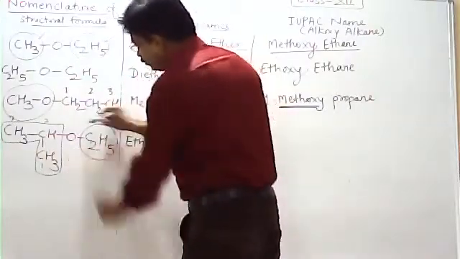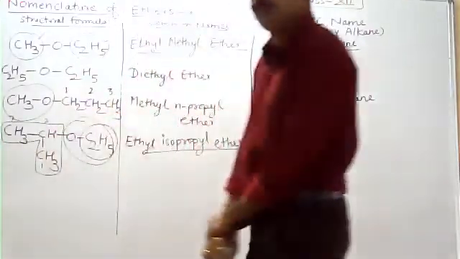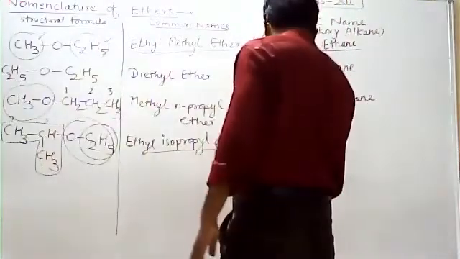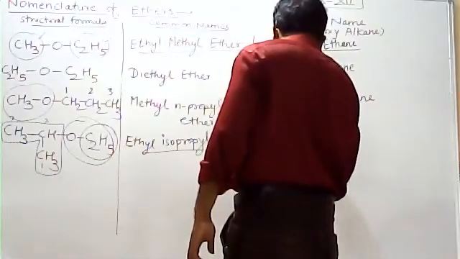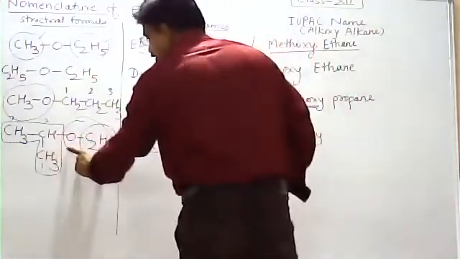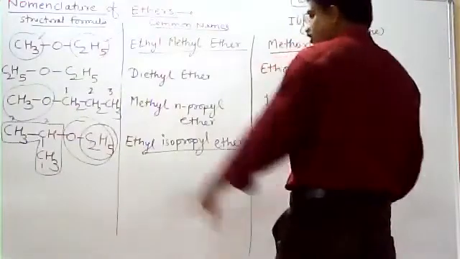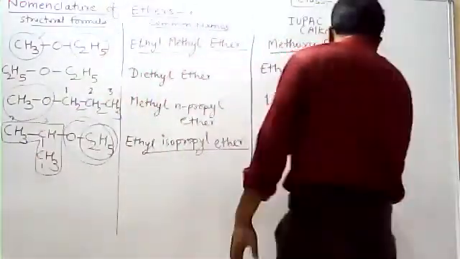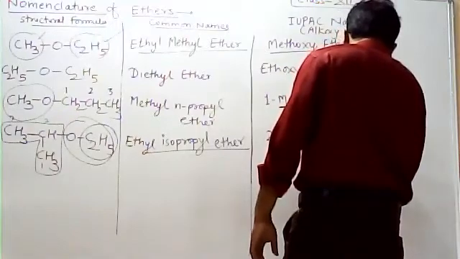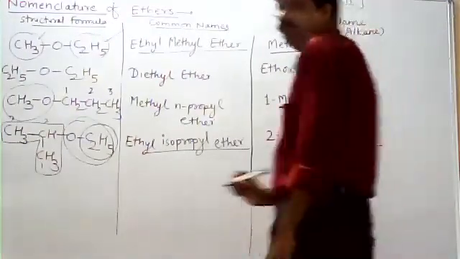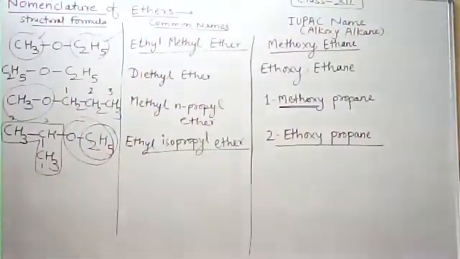Which group is attached? C2H5O. This is called ethoxy. So 2-ethoxy, and the parent alkane has 3 carbons. The higher alkyl group becomes propane. 2-ethoxypropane is the name. Okay, understood? Yes or no?